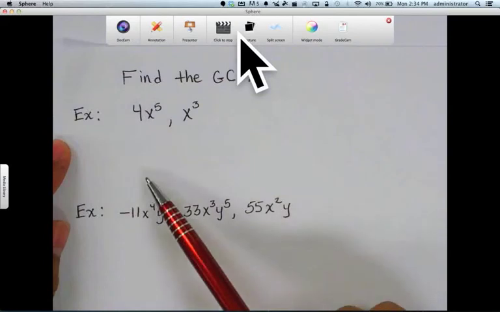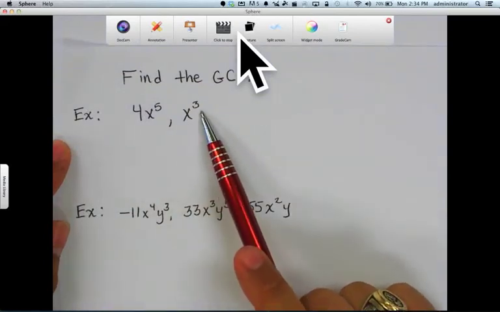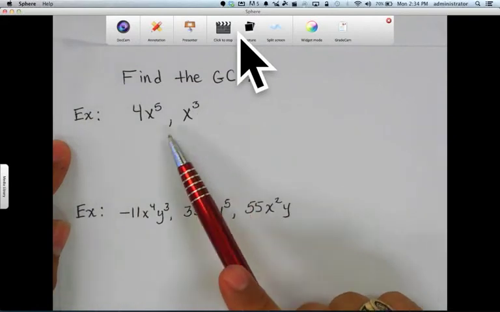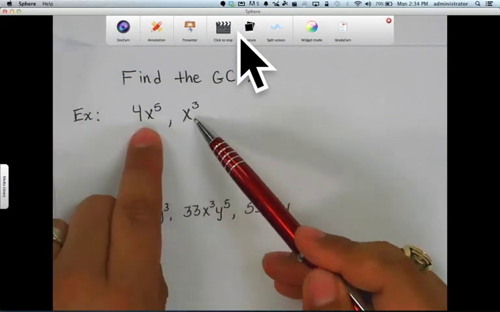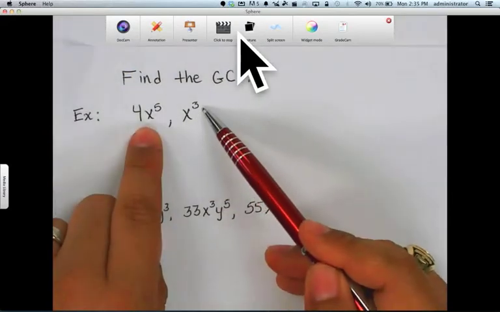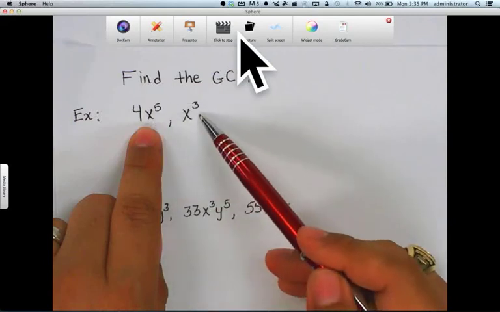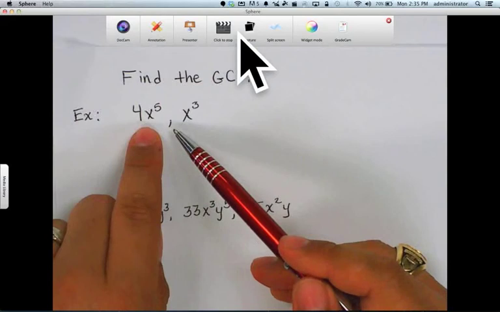And it says 4x to the fifth and x cubed. Well, in this case, when you're talking about the greatest common factor, you're talking about those things that they have in common, of course. But when you're dealing with exponents, it's the one with the least amount of that exponent to give up. It's the one with the least amount of factors to give up. So it's kind of contradictory. So let's take a look at it.